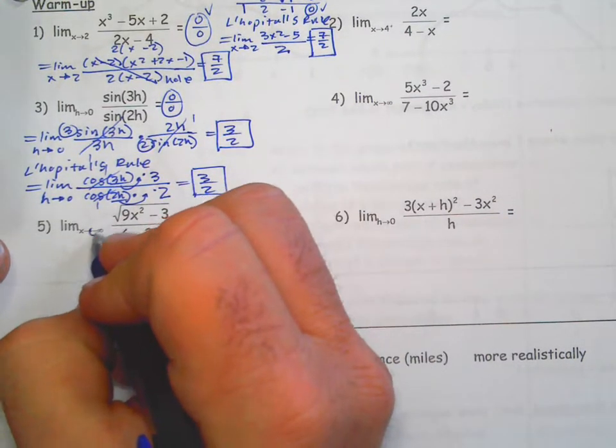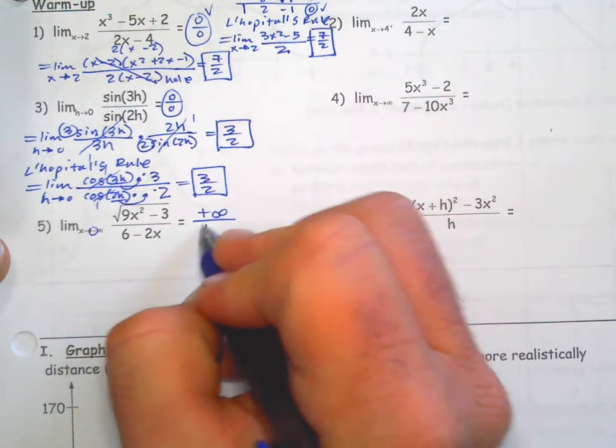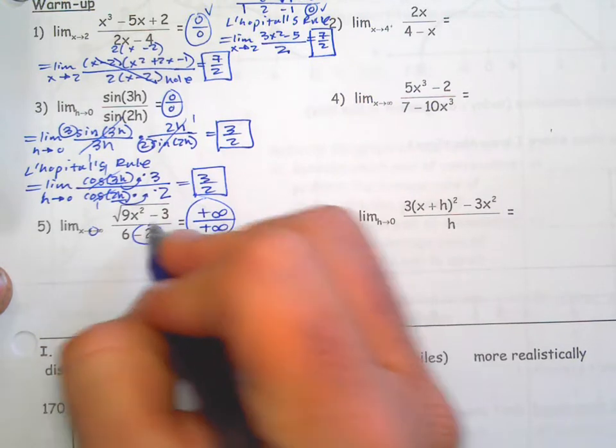Next one, we're going to negative infinity. You get the square root of positive infinity, which is positive infinity. On the bottom is positive infinity. You should get a positive answer. Okay, let's look at the dominant terms. That's the easiest way to do this.